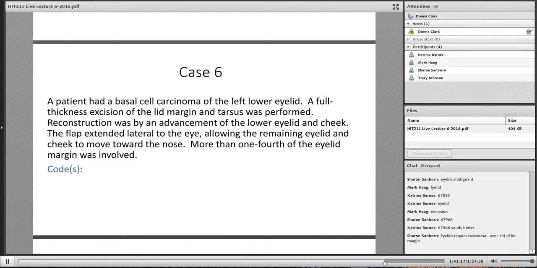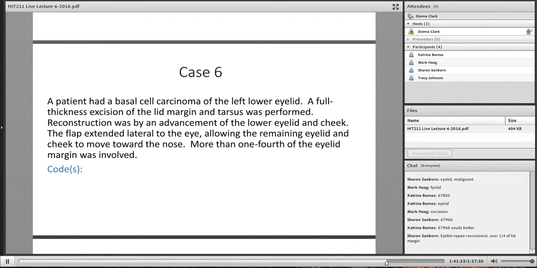All right. 67966 says excision and repair of eyelid involving lid margin, tarsus, conjunctiva, canthus, or full thickness, may include preparation for skin graft or pedicle flap with adjacent tissue transfer or rearrangement. And we have 67966 is over 1/4 of lid margin, which is what we had, because 67961 says up to 1/4. So 67966 is our code.